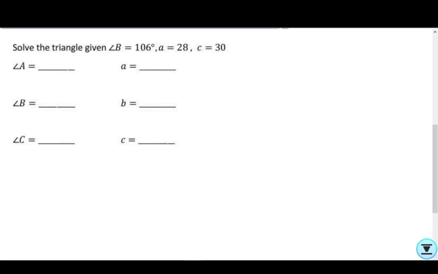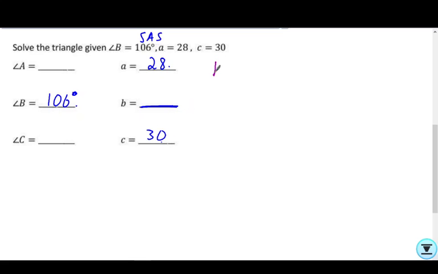The second law of cosines problem that we had to do, again, just like the first one, we start off by writing in our information. So we start with what they gave us. They gave us 106 degrees for angle B, A is 28, and C is 30. Okay, now again, this is side, angle, side. You can see it side, angle, side right here. So I have to start off by finding side B. So this is the first thing I need to find.